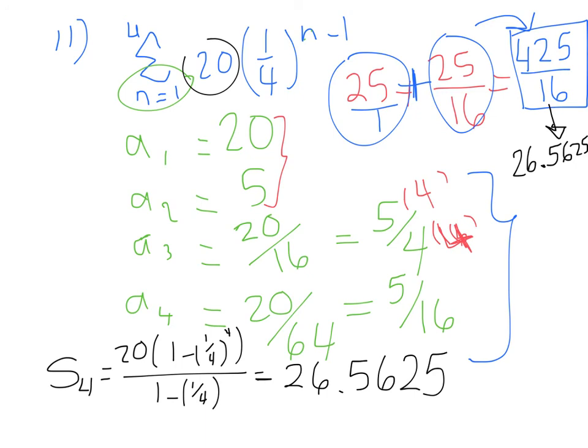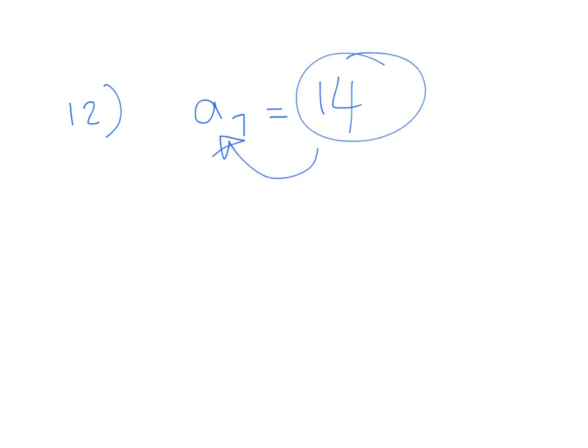Okay, number 12 is kind of a funny question, I think, in my opinion. Number 12, they're telling you that a sub 7 is 14, and that's the last term. So how many terms? Well, if the last term is in the 7th position, then there are 7 terms.